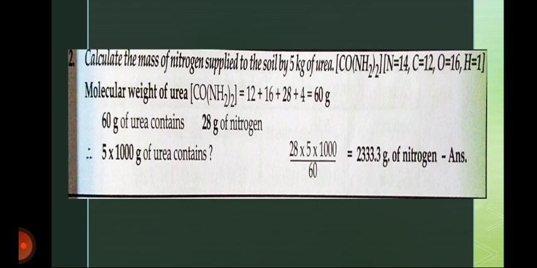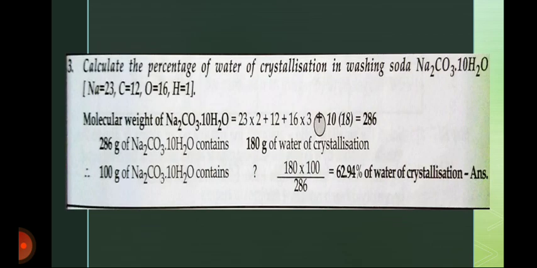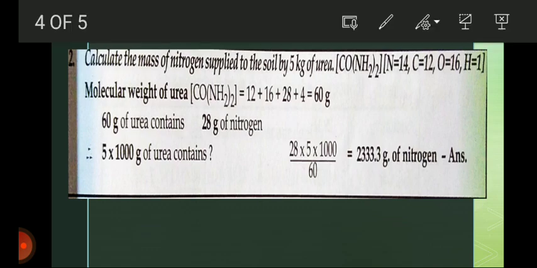Here it has been said, calculate the mass of nitrogen supplied to the soil by 5 kg of urea. Okay, how we will do that? Again, it's very easy by applying the knowledge of unitary method. Now the formula of urea is CO(NH2)2, CONH2 whole twice.